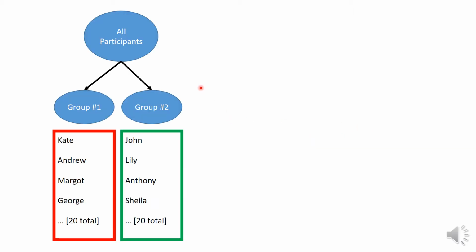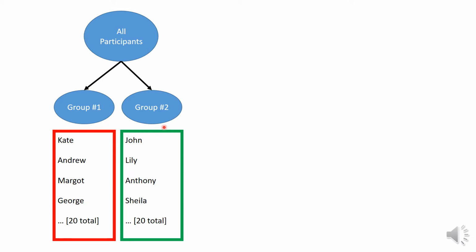Let's say that I have 40 participants show up at my lab. I randomly assign each of those 40 participants to be in group 1 or in group 2. So it's looking like I'm going to be doing an experiment rather than an observational study because of that random assignment. Here's 4 of the people that were randomly assigned to group 1, Kate, Andrew, Margot. And then here's 4 of the 20 that were randomly assigned to be in group 2.